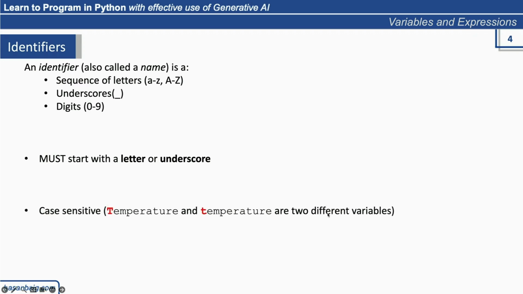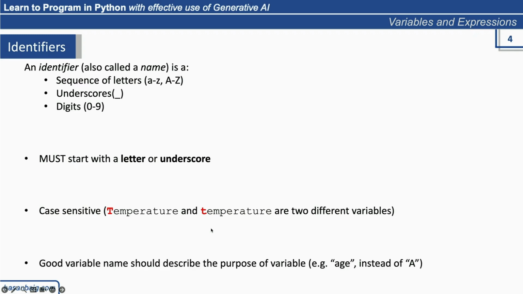Also, variables are case sensitive. So uppercase T temperature is a completely different variable than lowercase t temperature. This is also a common mistake that newbies make, defining a variable somewhere with an uppercase letter and trying to call it with the lowercase one. A good variable name should describe the purpose of the variable. Let's say instead of defining a equals 30, you would define age equals 30. Okay, so that other people can read your code easily.